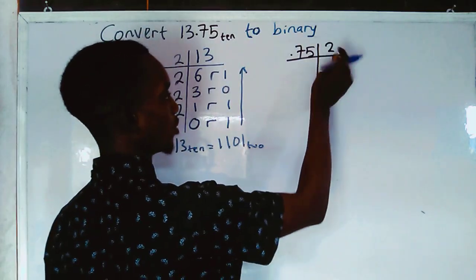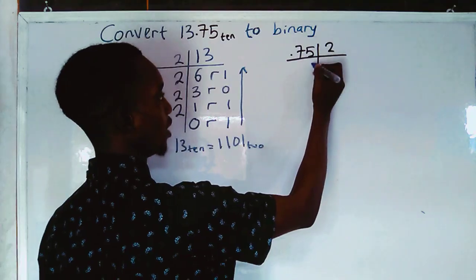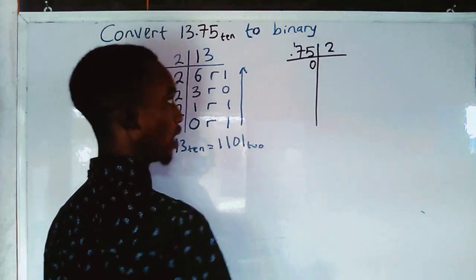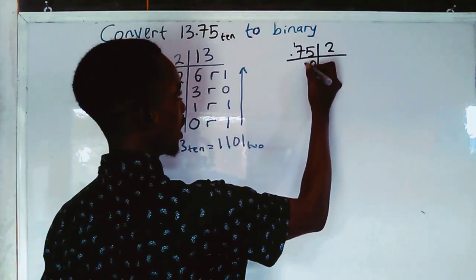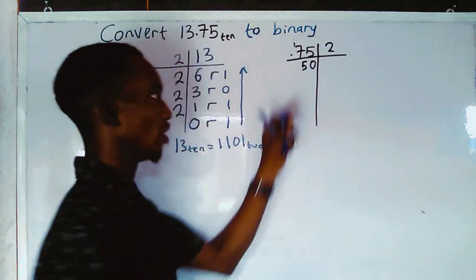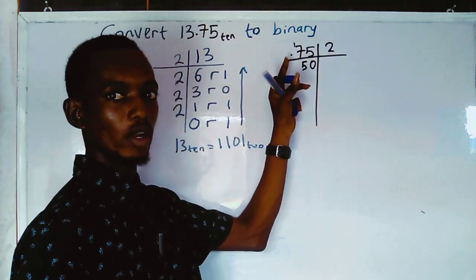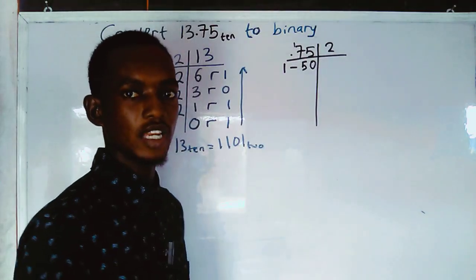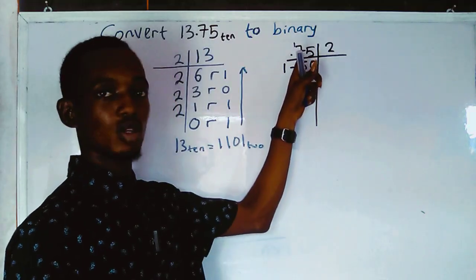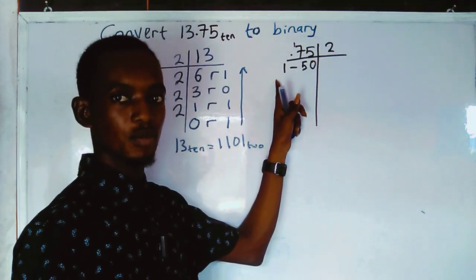So 75 times 2. We have 2 times 5, that's 10. 0, carry 1. Then 2 times 7 is 14. That plus 1 gives us 15. That's right, 5, carry 1. Now there's no number for us to carry 1 on, so we're going to be writing those numbers separately. Any number you carry, like any last number you carry, you write it, keep it out separately.